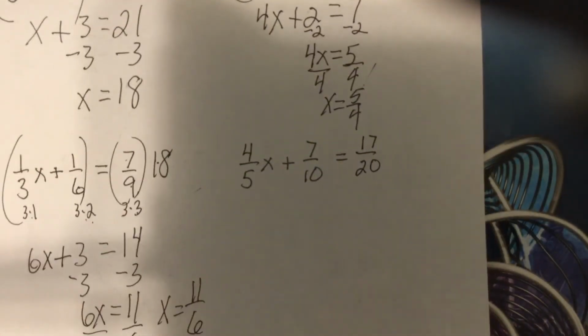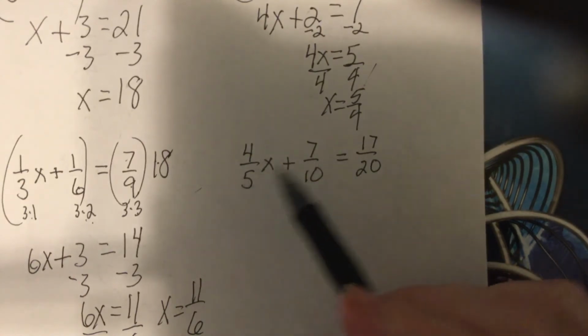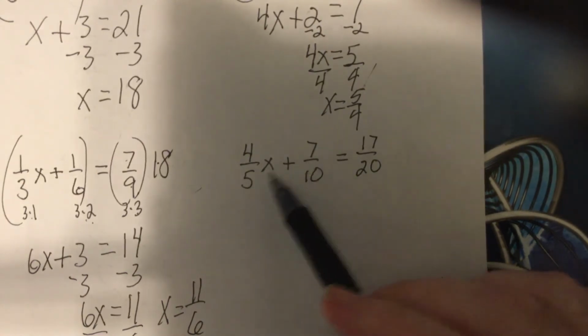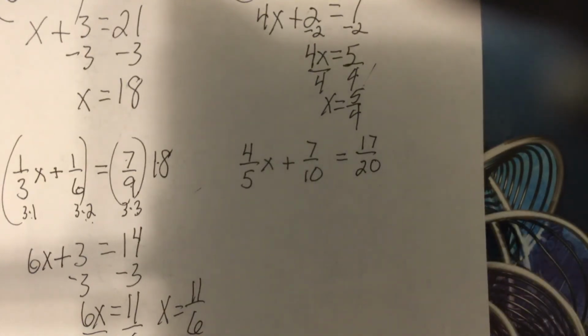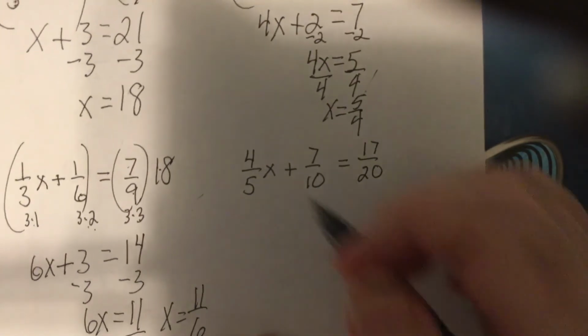So hey, try this one right now. Now, if you want to rewrite all of them with the common denominator and then work that way, that's fine. But if you multiply by the LCD, much easier. So freeze the video, do it, and then come back.